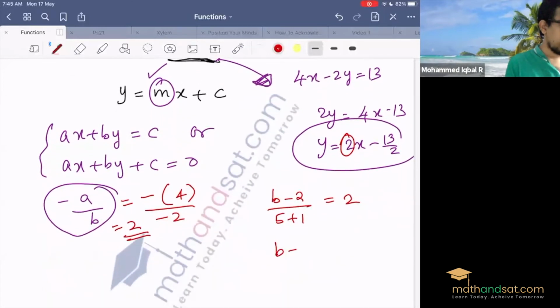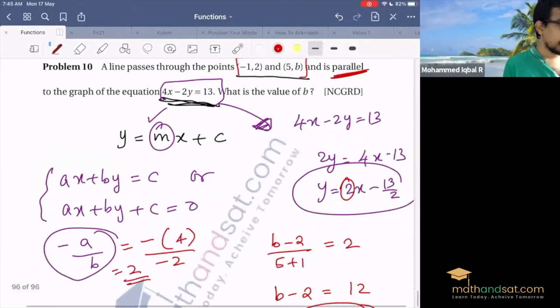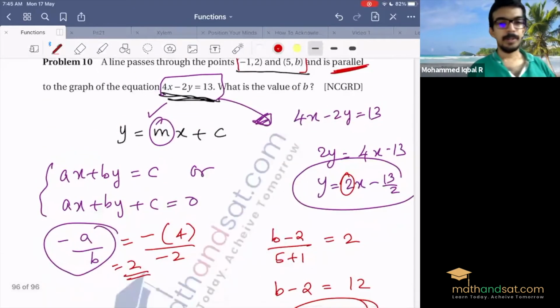So b minus 2 is equal to 12. B is equal to 14. B equal to 14 is the answer.